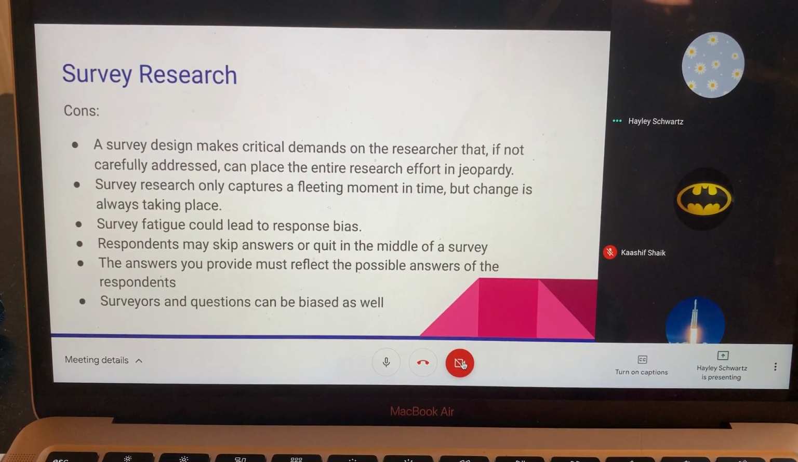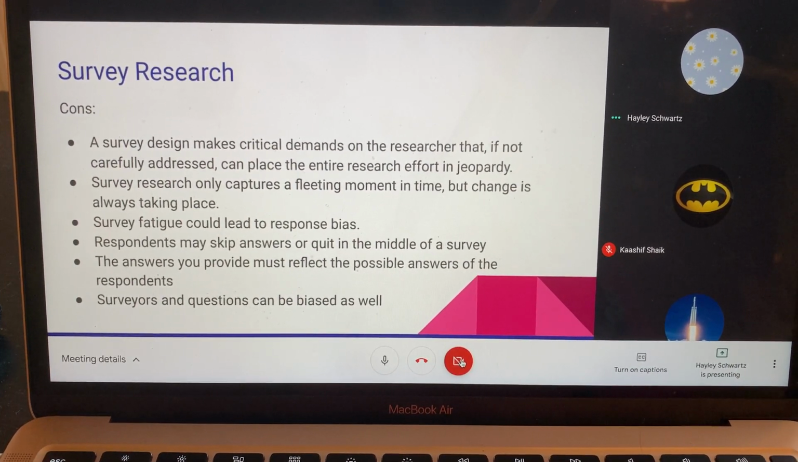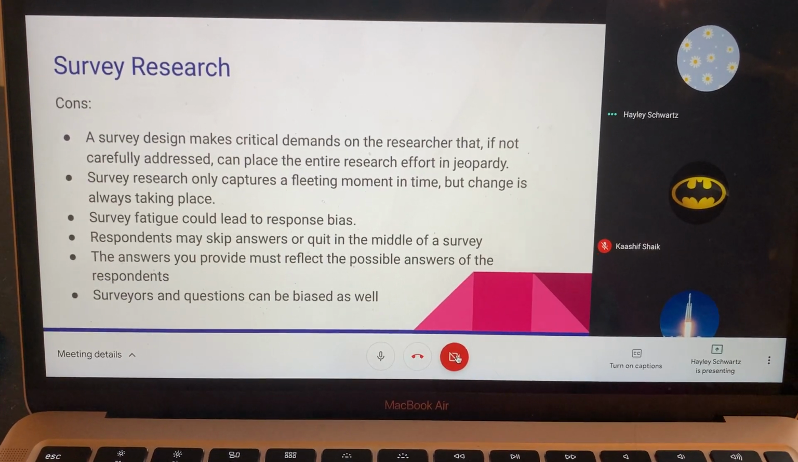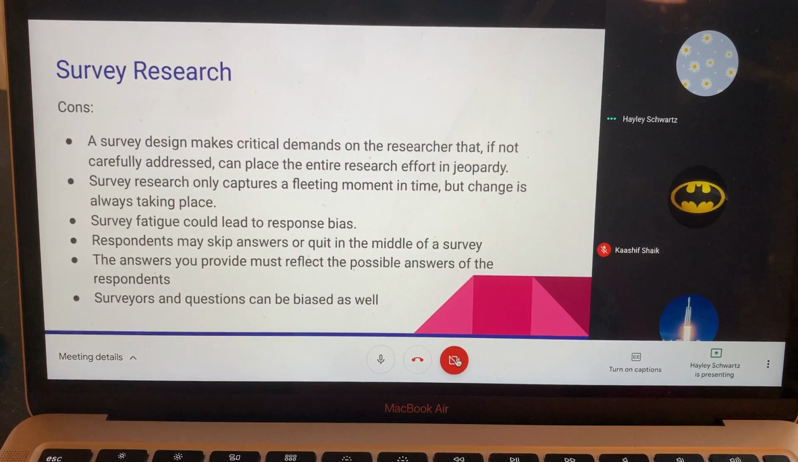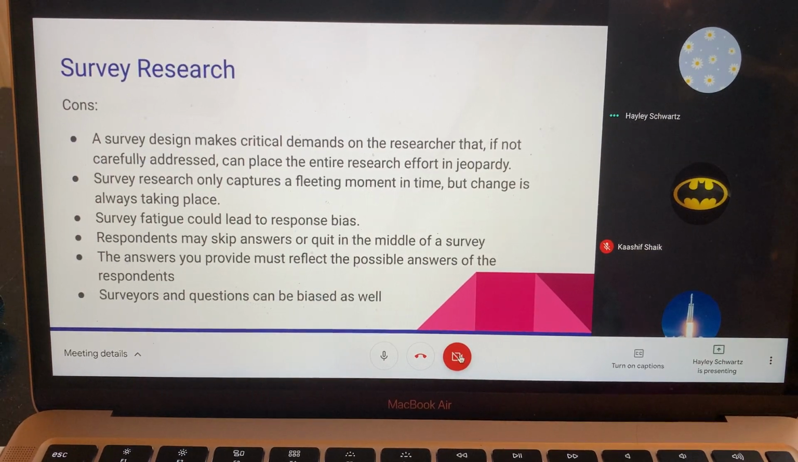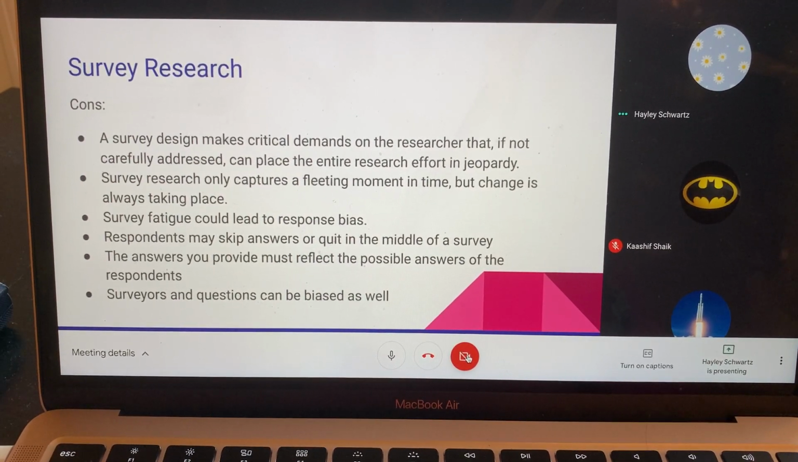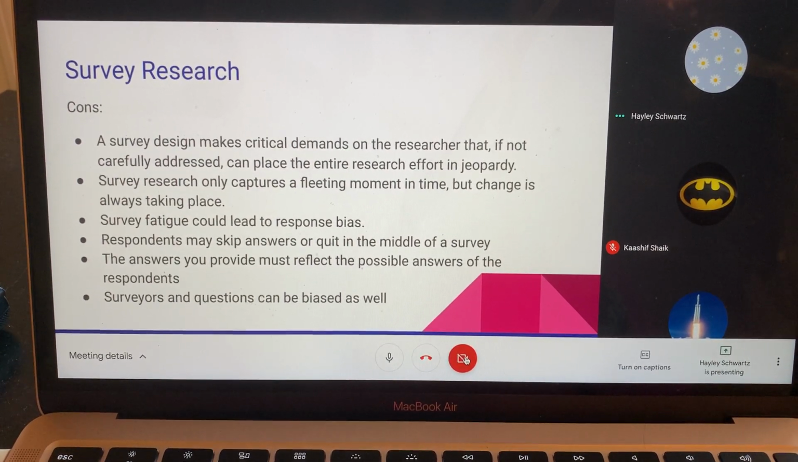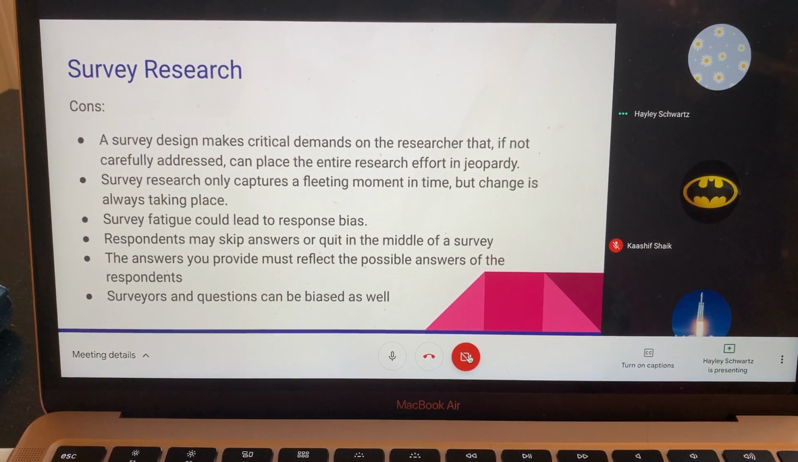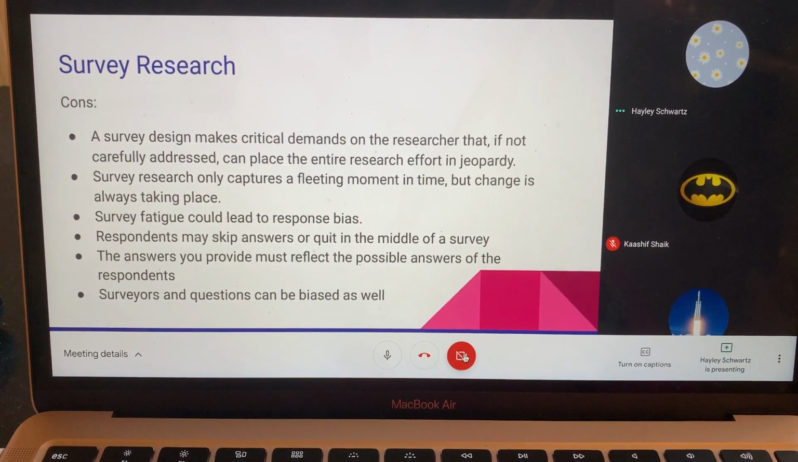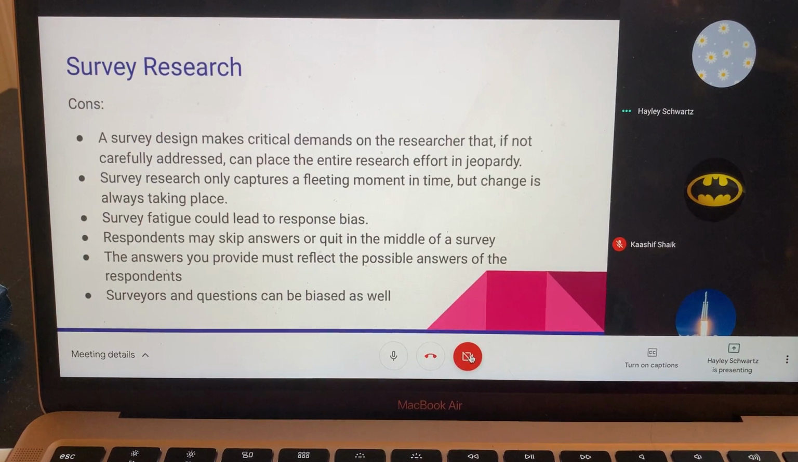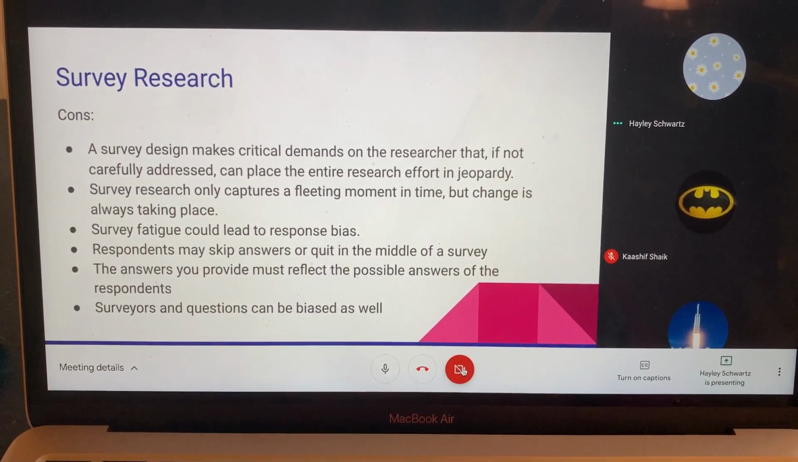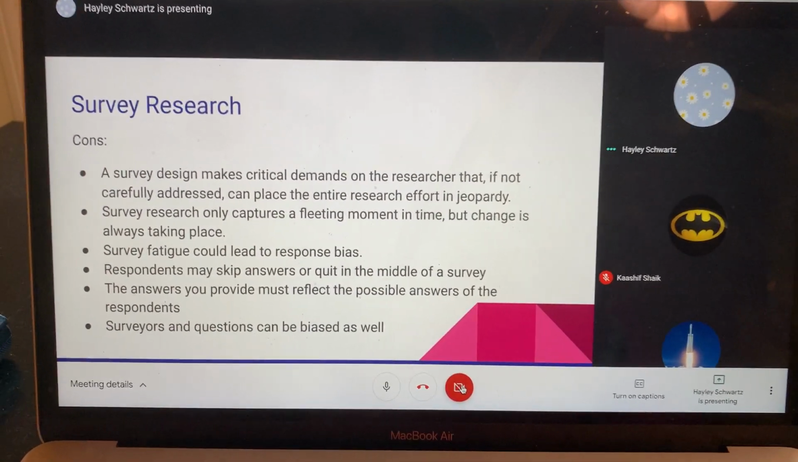Survey fatigue could lead to response bias, as people would get tired of answering questions. Respondents might skip answers or they might quit in the middle of a survey. The answer choices that you provide must reflect the possible answers of the respondents. And also, surveyors and questions can be a little biased.